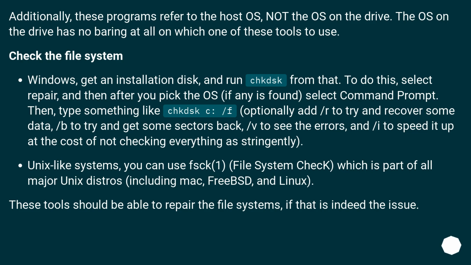Check the file system. Windows, get an installation disk and run chkdsk from that. To do this, select Repair, and then after you pick the OS, if any is found, select Command Prompt. Then, type something like chkdsk :/f, optionally add /r to try and recover some data, /b to try and get some sectors back, /v to see the errors, and /i to speed it up at the cost of not checking everything as stringently.